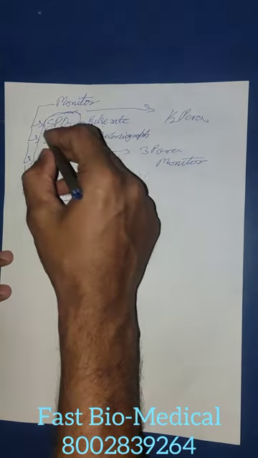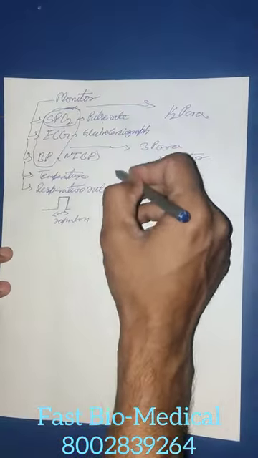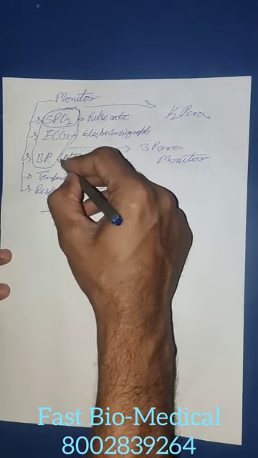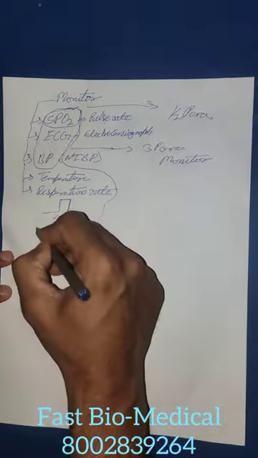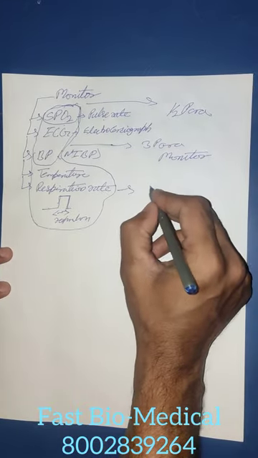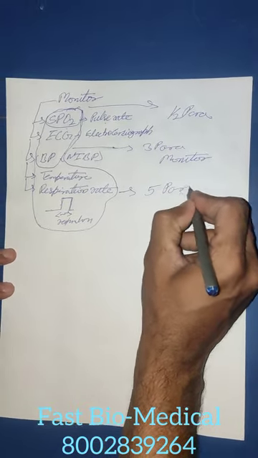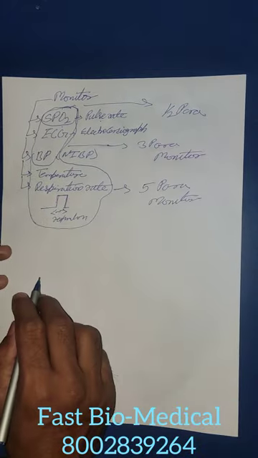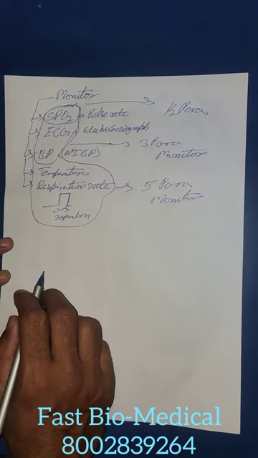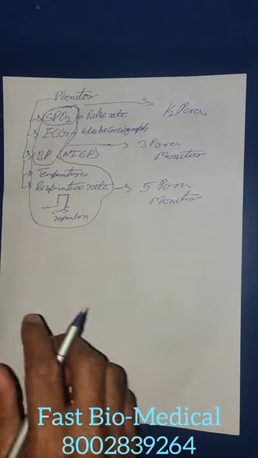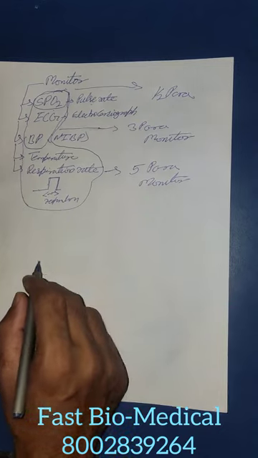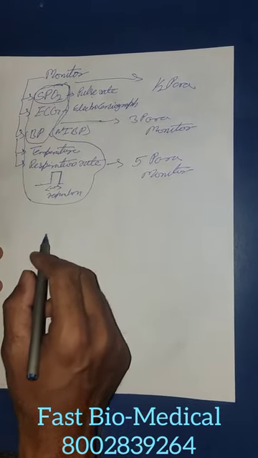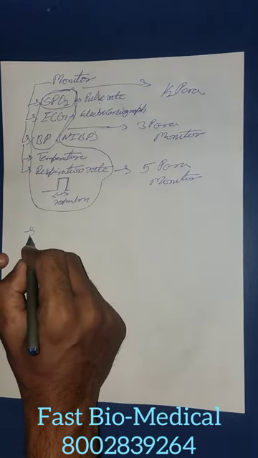Now after including all these 5 parameters we can make a 5 para monitor, in which all these 5 parameters are measured and monitored on a display beside a patient, that is, in a patient monitor. In addition to that, we have other parameters that we call IBP.